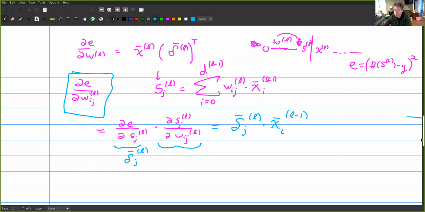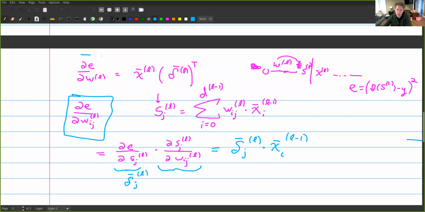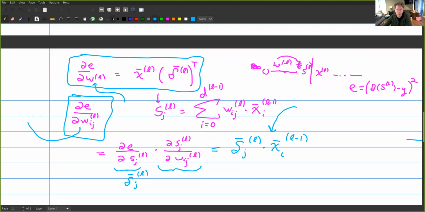Okay. So that is the derivative of the error function with respect to this single weight. And then if you put it all together in vector notation, it turns out to be exactly equal to this. If you take the outer product of x and delta, then the i's and j's go in exactly the right place for computing each one of these, for the ijth entry in W^L. All right, so that was the easy one.